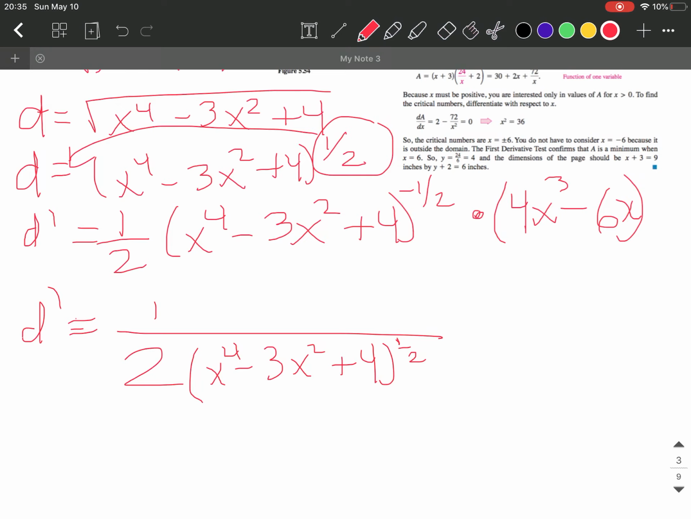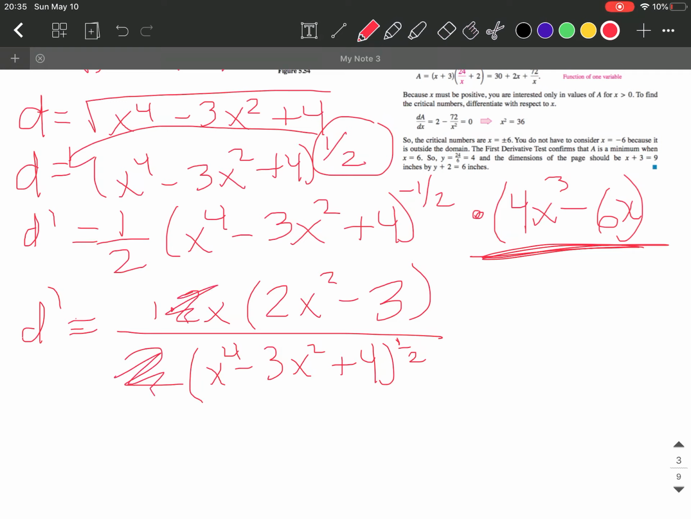I'm going to go ahead and factor that parenthesis because it's got a greatest common factor of 2x. And that's going to be 2x times (2x squared minus 3). Boom. Okay, so that's my derivative right there. Simplify: that 2 cancels out with that 2, but that's it.